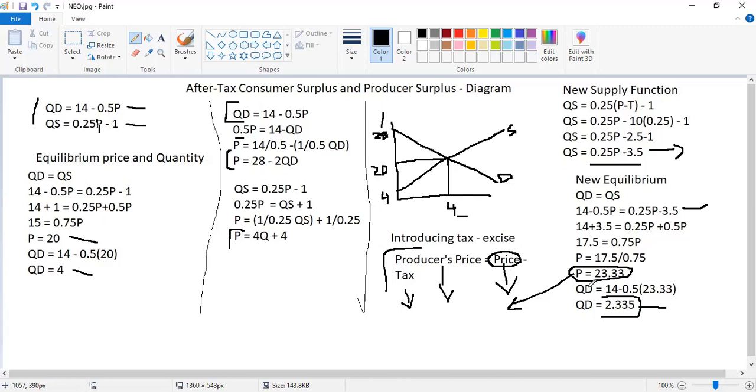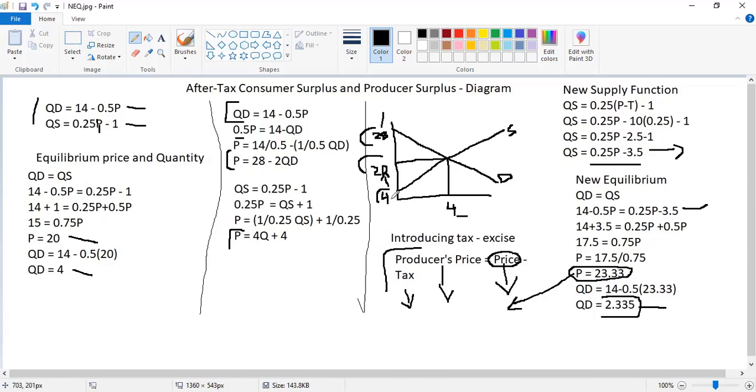So let me explain the producer receive and the consumer receive with this diagram. This 28 shows what consumers are willing to pay for a particular good. But when they went to the market, the good was selling for 20 cedis. The 4 is the price that producers were willing to sell their product, but when they entered the market, the price was 20. So it's a good gain for them. Their producer surplus and consumer surplus will be big.